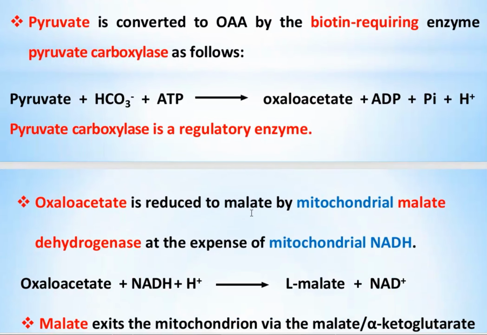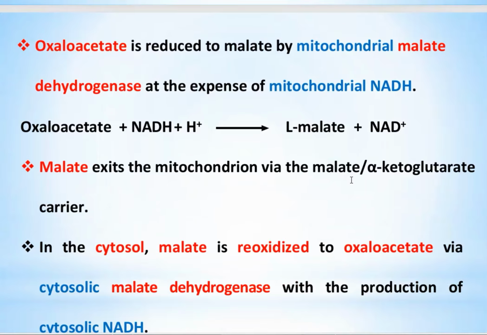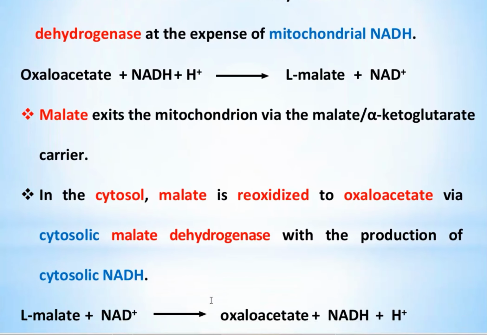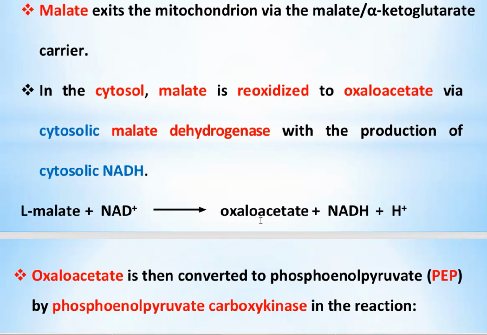Now oxaloacetate is reduced to form malate by the mitochondrial malate dehydrogenase enzyme, at the expense of mitochondrial NADH. The reaction is oxaloacetate plus NADH plus H plus forms L-malic acid, or malate, and NAD plus. Malate exits the mitochondria via the malate or alpha-ketoglutarate carrier. In the cytosol, malate is reoxidized to form oxaloacetate via the cytosolic malate dehydrogenase, with the production of cytosolic NADH. So malate plus NAD plus forms oxaloacetate plus NADH plus H plus.